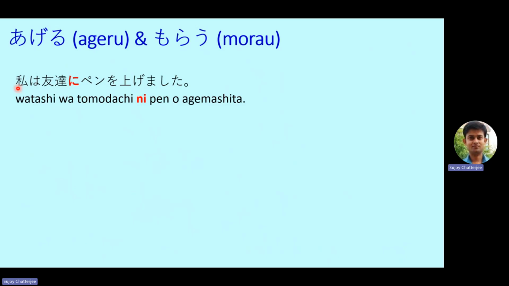Watashi wa tomodachi ni pen o agemashita. So very clear here that watashi is the subject. Tomodachi ni means, and since it is agemashita, that means to tomodachi. That is, I am giving something to tomodachi. Pen. What am I giving? Pen. That means I gave my pen to my friend. It should mean like that. I gave my friend a pen. It's the same thing. So watashi wa tomodachi ni pen o agemashita: I gave my friend a pen, or I gave my pen to my friend.